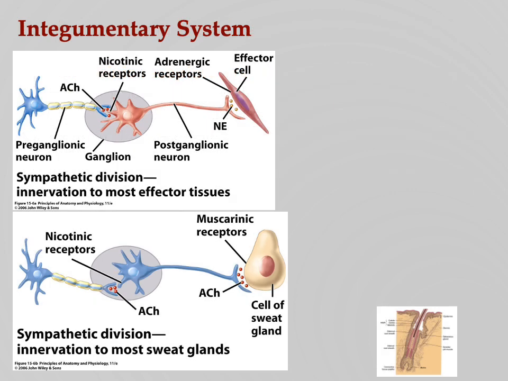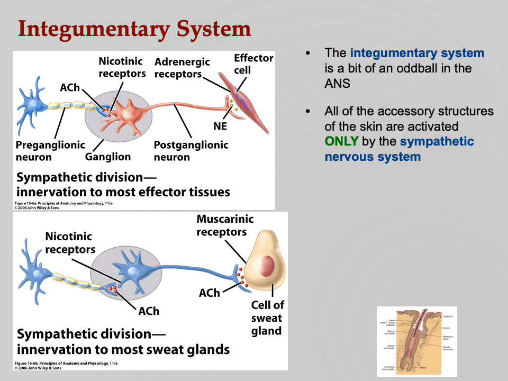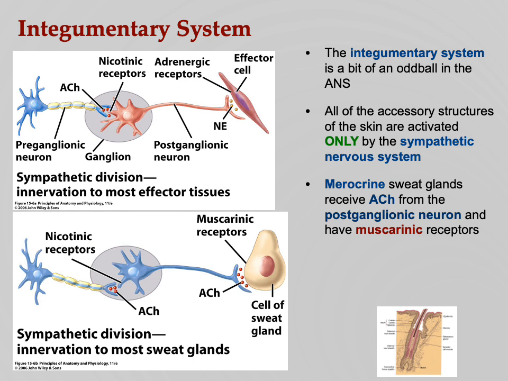So now we got to talk about that weird exception, all right? The integumentary system. It's a bit of an oddball when it comes to the ANS. All of the accessory structures are activated only by the sympathetic. So there's no parasympathetic fibers going to the accessory structures of the skin. Remember, what were the accessory structures? Sebaceous glands, sudoriferous glands, erector pili muscles, all right? So only sympathetic goes to those.